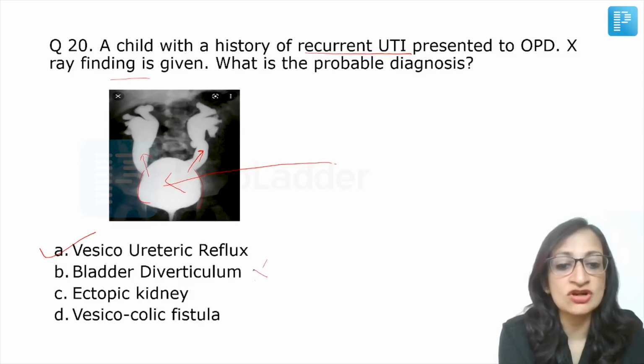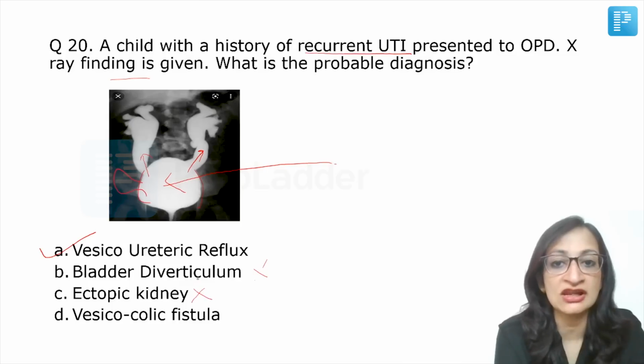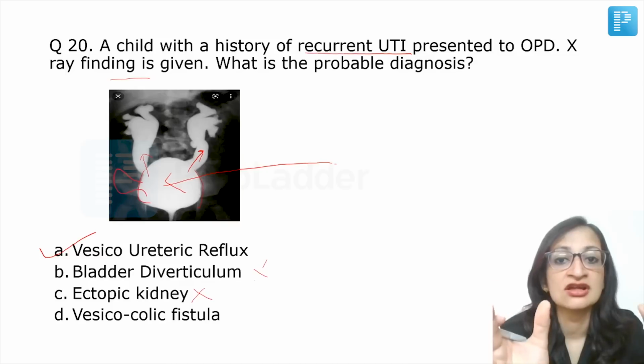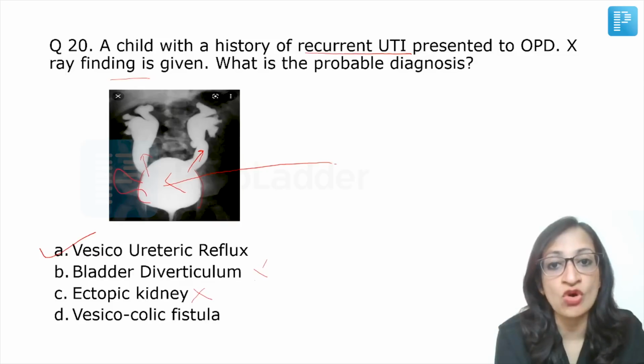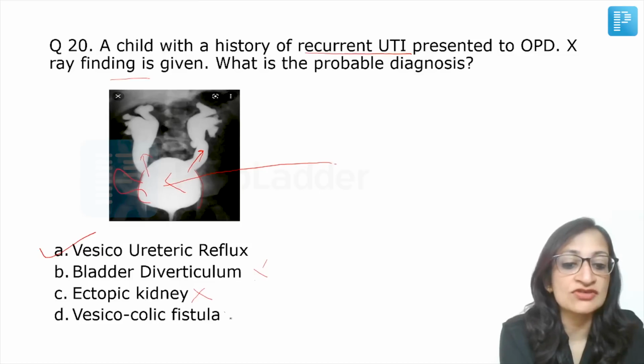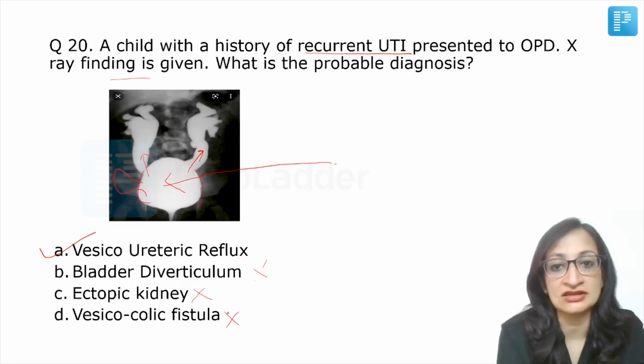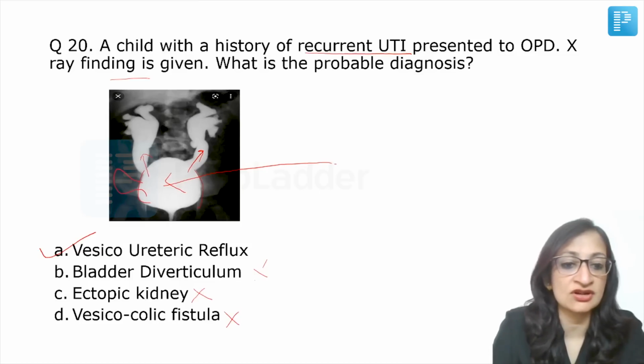Bladder diverticulum does not appear like this. In bladder diverticulum, you can see a protrusion from somewhere from the bladder. Ectopic kidney again will show the kidney present elsewhere, and the normal anatomy of the urinary tract, like the bladder and the position of the kidneys, will get altered. Okay. Vesicocolic fistula will also not show a picture like this. So this is vesicoureteric reflux.